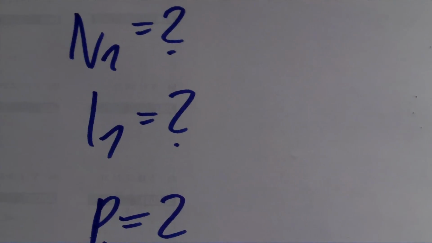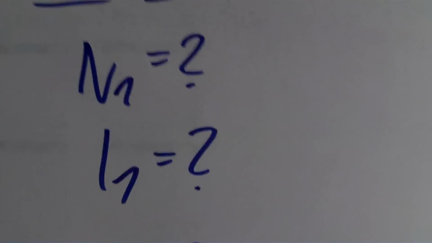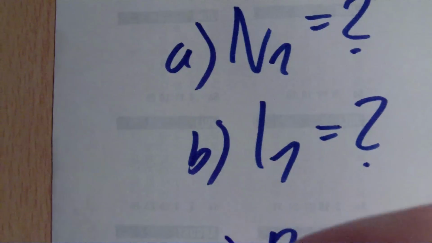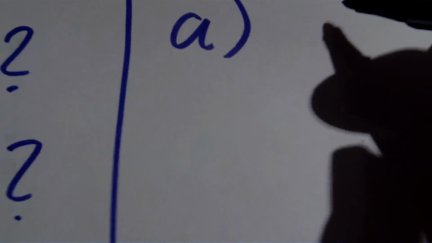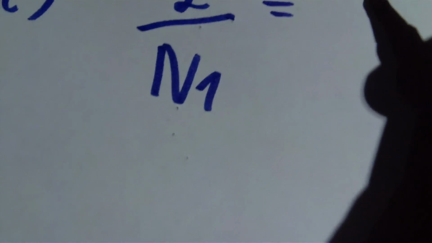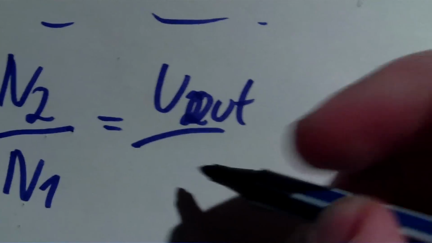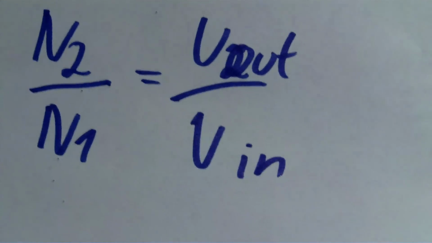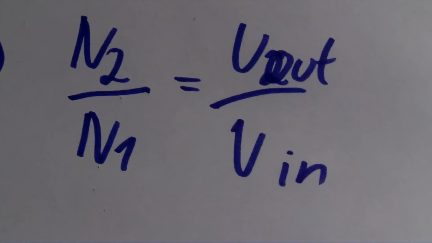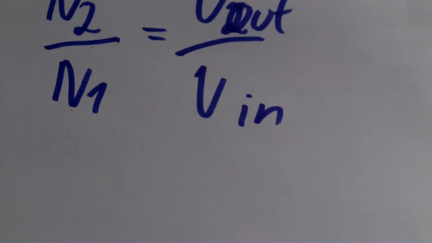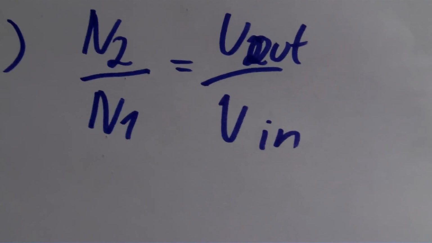Okay, first we're gonna use a relationship between voltage and turns to solve question A. Question A, we're gonna use this relationship, which is the number of turns on the secondary coil divided by the number of turns on the primary coil is the voltage on the secondary side divided by the voltage on the primary side.